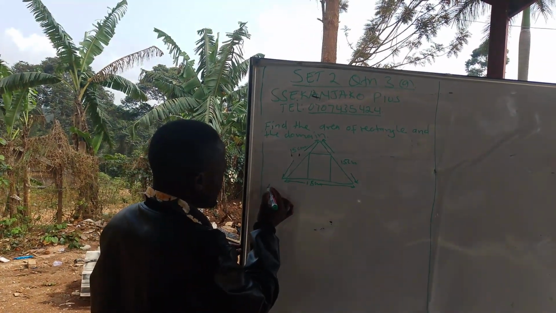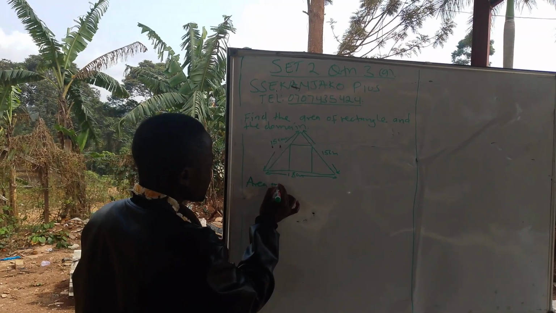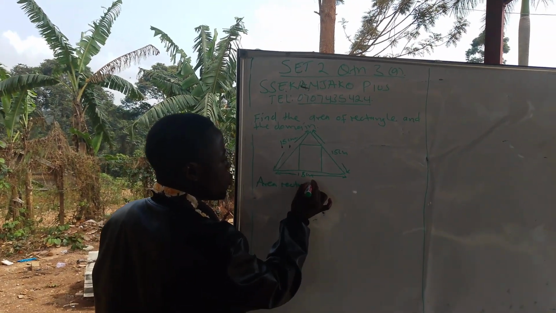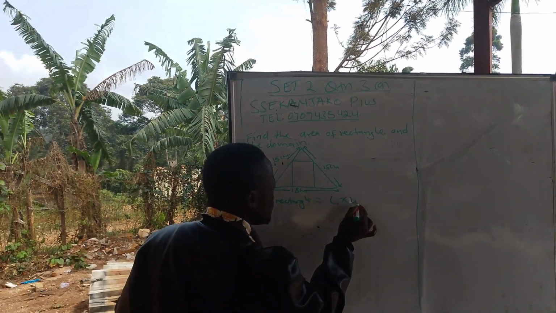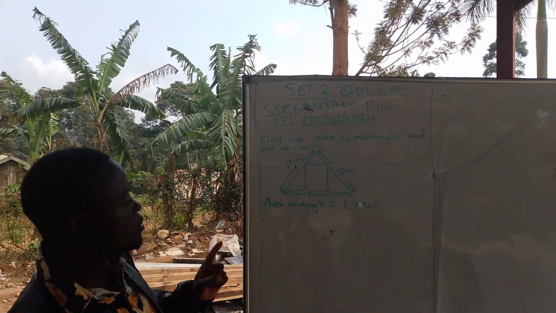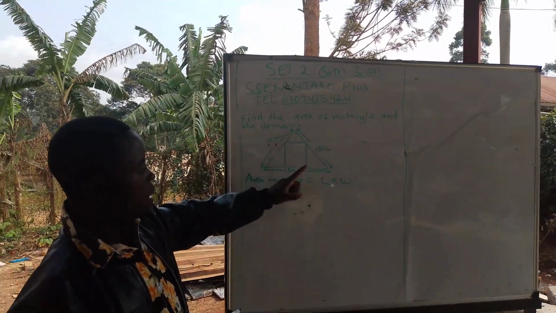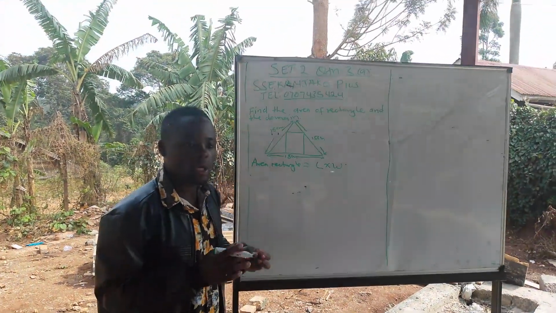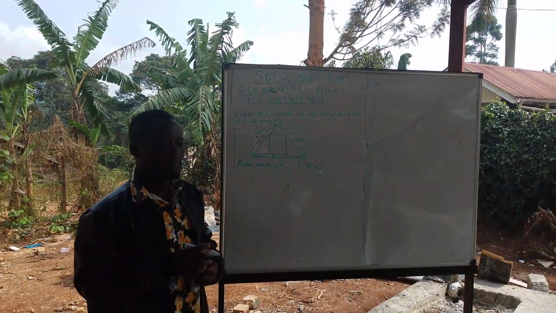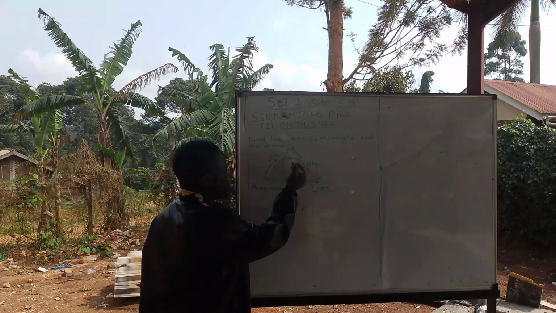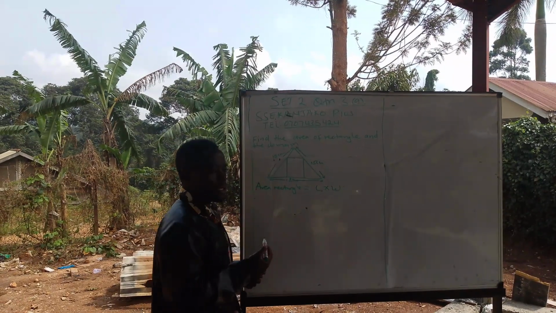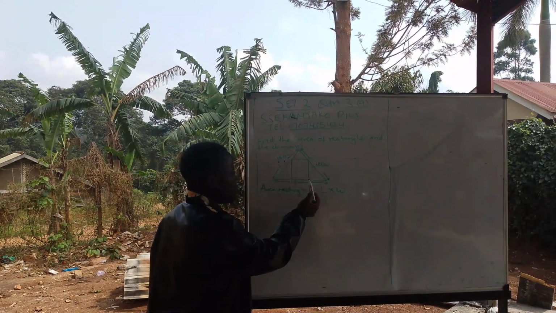The area of the rectangle, we know the formula is length times width. So we need to find the length of this rectangle and the width, but we have neither of these two. The length is this one, from here up to here. Then the width is from here up to here.